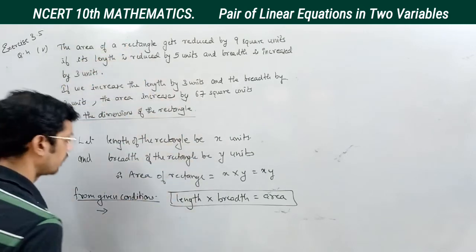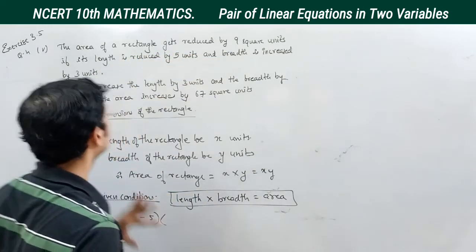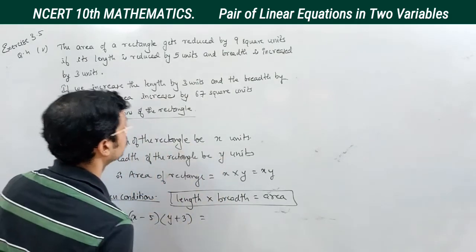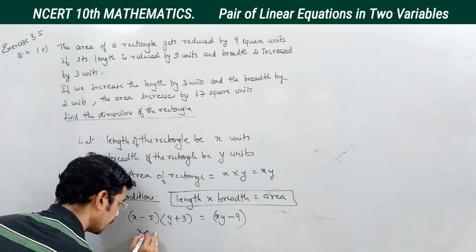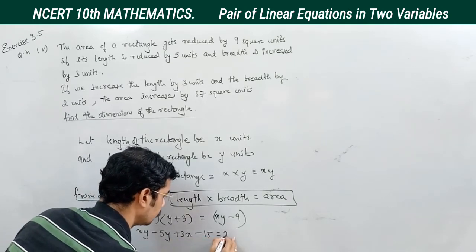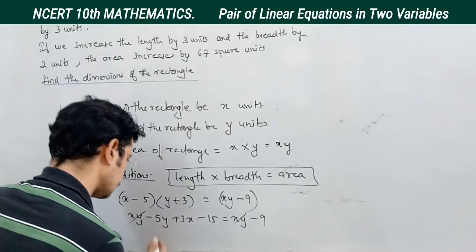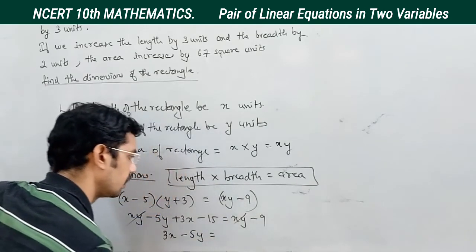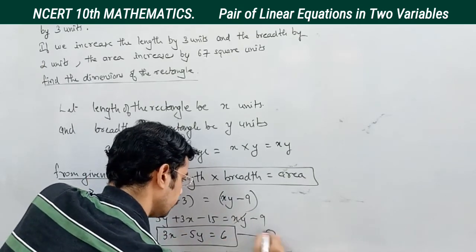So the length is reduced by 5, so we have x minus 5 into breadth. Breadth in this case is increased by 3 units, so y plus 3. When the area reduces by 9 units, we have xy minus 9. Now let us multiply this. We have xy minus 5y plus 3x minus 15 equal to xy minus 9. See, xy appears on both sides, so you can cancel them off and form the linear equation. So here it is 3x minus 5y equal to 15 minus 9, which is 6. So this is the first equation.